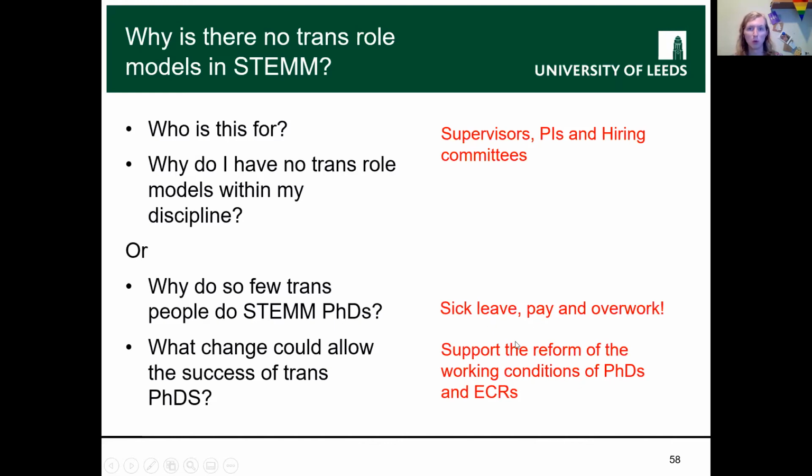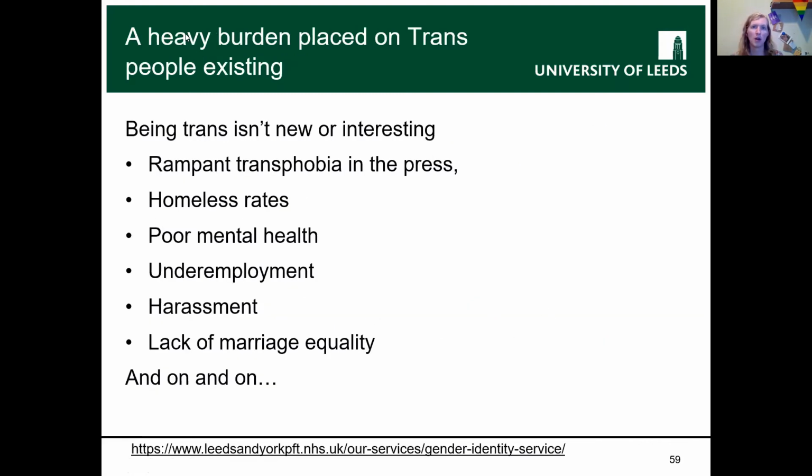I think just more broadly, reforming our working conditions within being a PhD and making this an actual job and not this in-between land that it is now. So a heavy burden is placed on trans people just existing at the moment in the UK. There's every Sunday a new rampant piece of transphobia within the press.